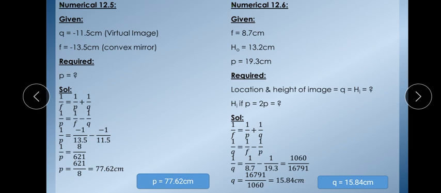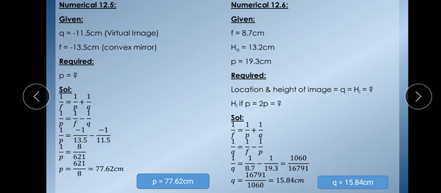So we'll use the relation for finding p: 1 over f is equal to 1 over p plus 1 over q. It will become 1 over p is equal to 1 over f, and 1 over q will be subtracted from 1 over f. It will become 1 over p is equal to 1 over f minus 1 over q. Students, in the next step we will put the values and solve them. It will become minus 1 by 13.5 minus 1 by 11.5. The steps for solving this are similar to the previous numericals, so all of you can solve it easily.